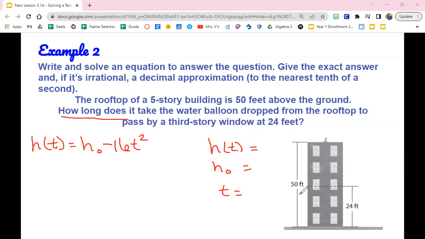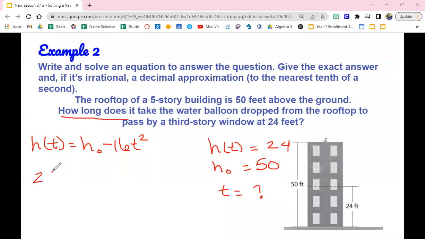How long does it take? So time, we don't know what it is. Now, our initial height, do we have the starting distance? Yes, we do, 50. And the height that we want to find, or interested in knowing the time, it would be 24. So let's go ahead and substitute all our values.